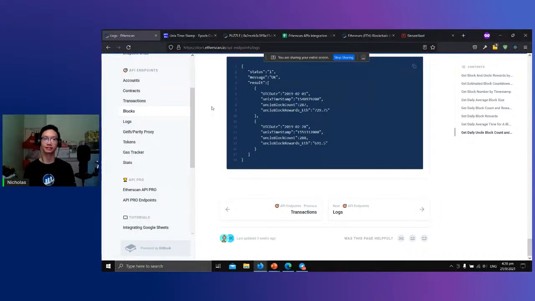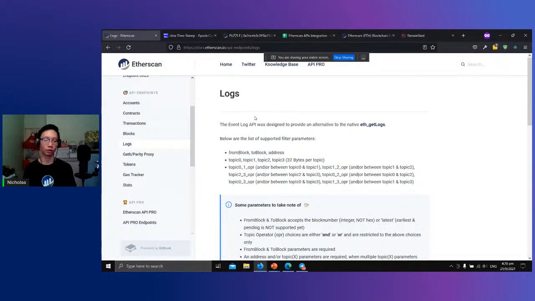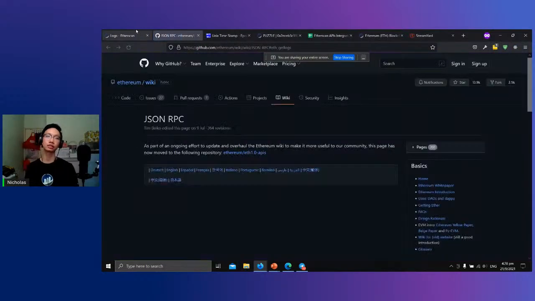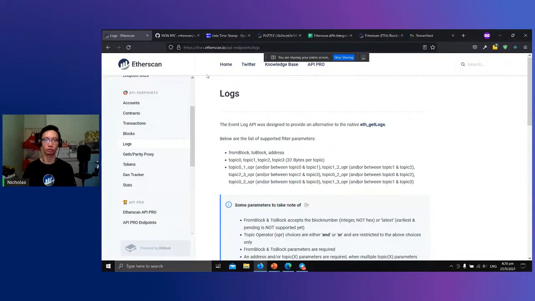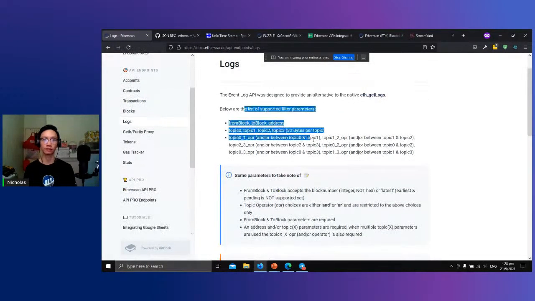Moving on to logs. For those of you who are familiar with the Ethereum node JSON RPC methods, you will know that there is an endpoint called eth_getLogs. It returns the event logs that are emitted by a contract address when it's done doing something. So this logs endpoint will allow you to retrieve them from each block or from topics.